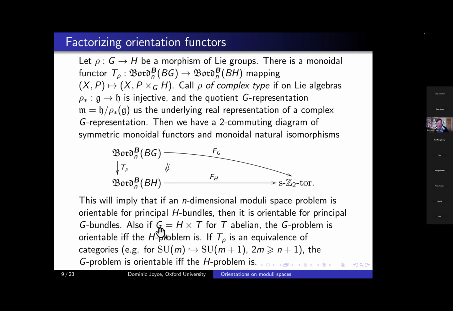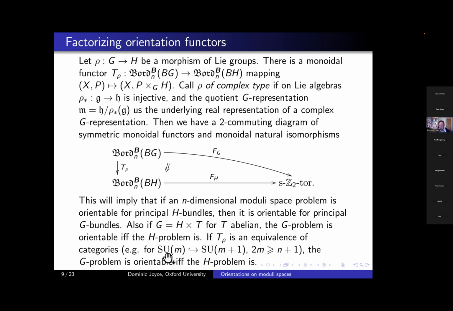Another thing you can do is that if G is a product of H and T, where T is an abelian Lie group, then the moduli spaces of the principal G bundles are orientable if and only if the corresponding moduli spaces of principal H bundles are, because abelian groups give you kind of trivial orientation problems. And if this functor between bordism categories is an equivalence of categories, then you get both directions. The G problem is orientable if and only if the H problem is.